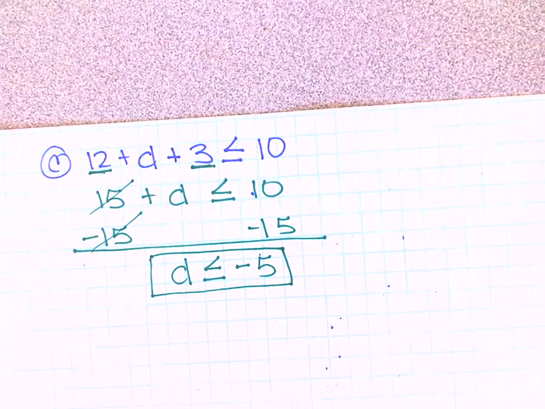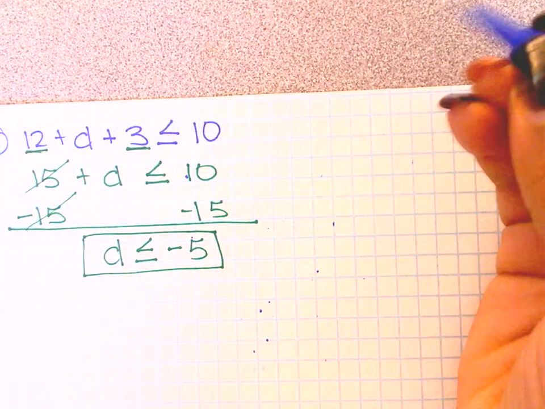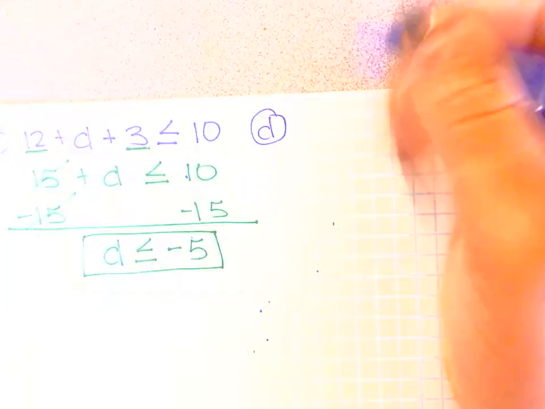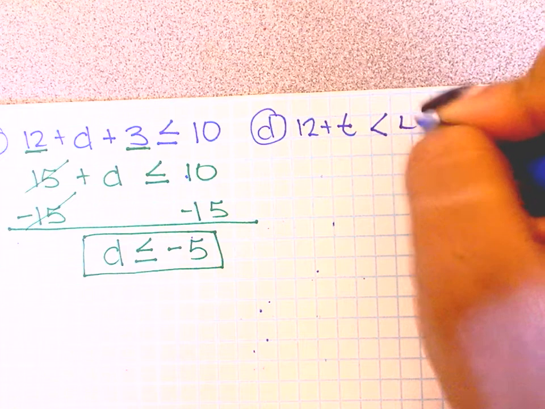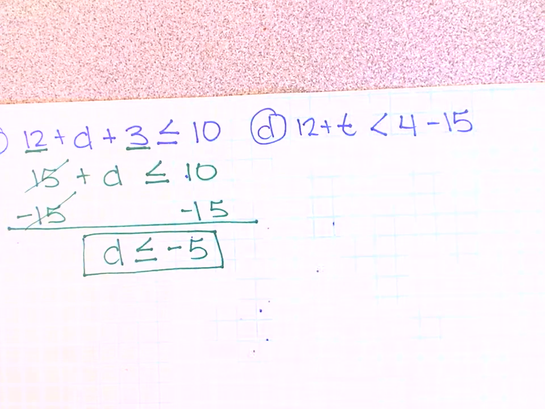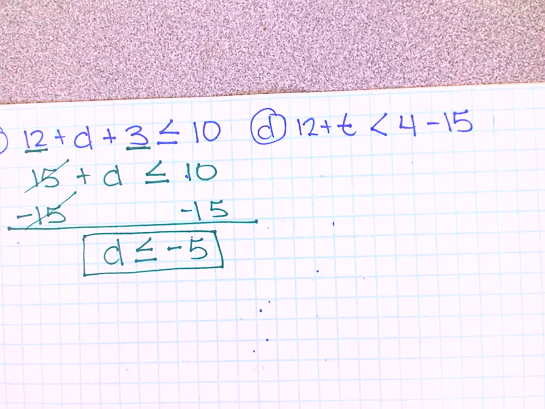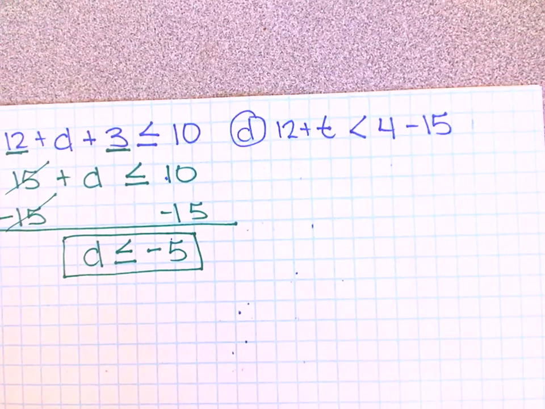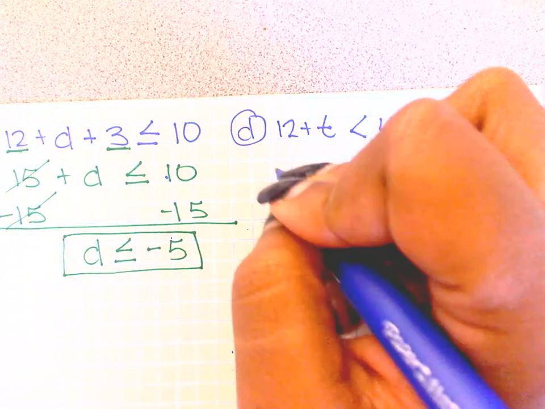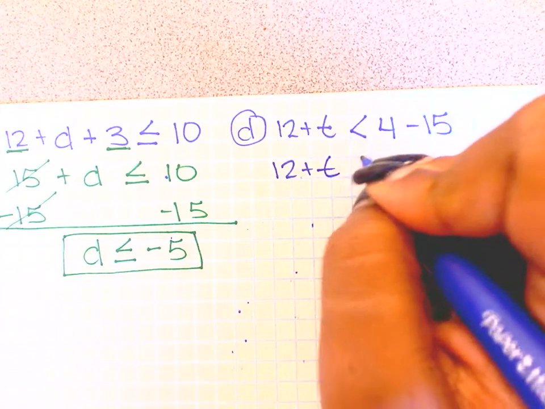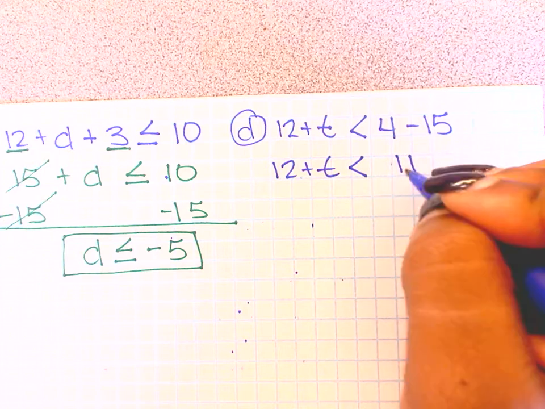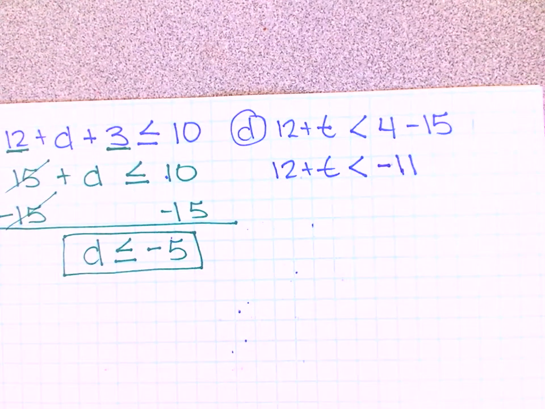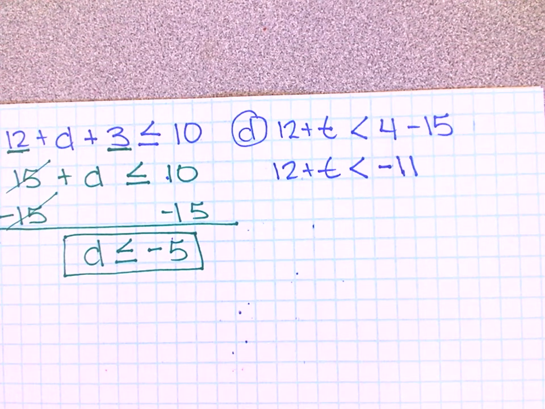So far, so good? Cool, easy. Let's try letter D. I have 12 plus the letter t is less than 4 minus 15. All right, so let's see. I don't need to do anything to this side, 12 plus t, for right now. But 4 minus 15, different sign, subtract, so that's 11. Keep the sign of the higher number, which is negative. So I solved on the right side.